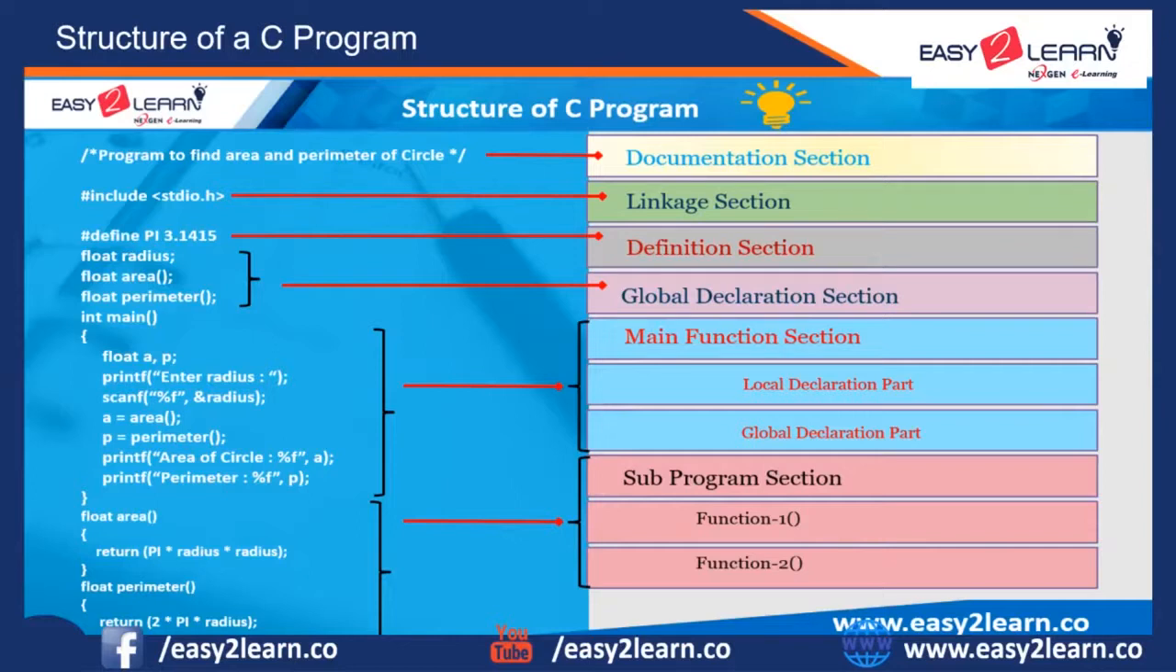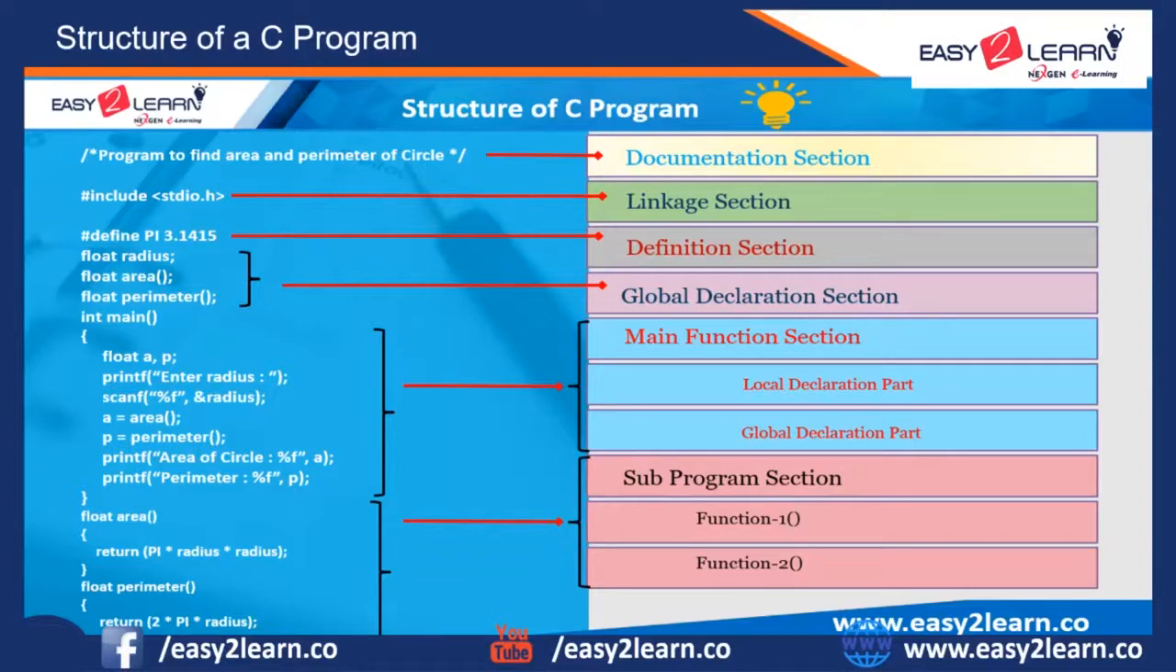Global declaration section. There are some variables that are used in more than one function. Such variables are called global variables, and they are declared in the global declaration section, that is, outside of all the functions. This section also declares all the user-defined functions.